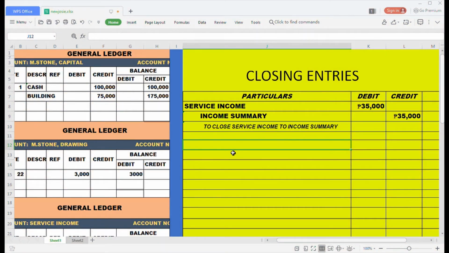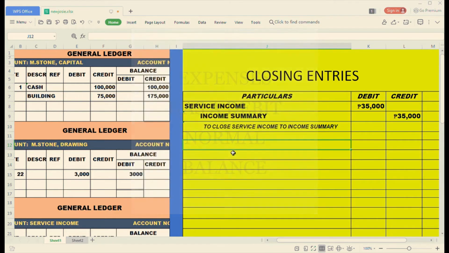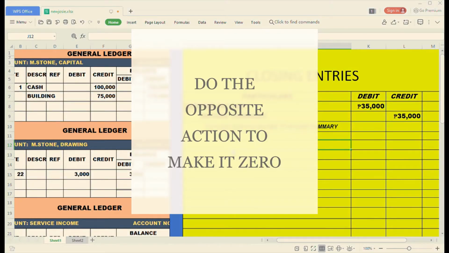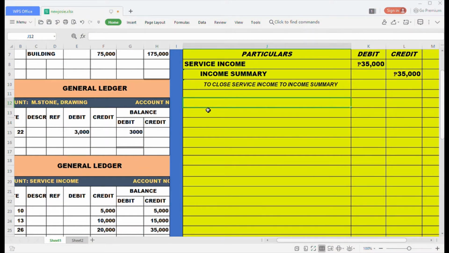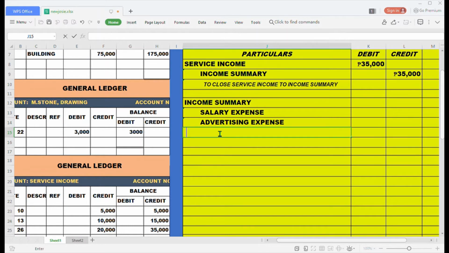So next is we have to close expenses. Expenses guys has a debit normal balance. So ang gawin natin guys, we do the opposite action. So now we are going to credit all our expenses to make it zero. So we close our expenses to our income summary. So we have to debit income summary. We have to credit all the expenses: salary expense, advertising expense, utility expense. So, saan natin kukunin ang amounts?